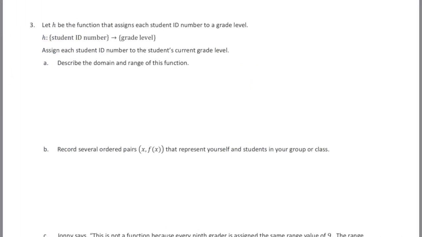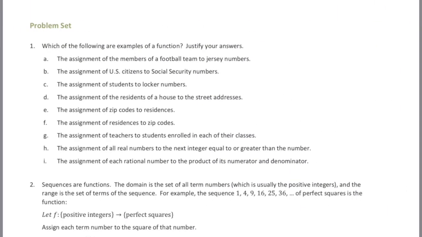For the problem set, you're going to be given a situation as well, and you're going to have to figure out if they are a function or not. You can just write yes or no. And then they're going to also ask you to think about what the domain and the range for the function would be. And they give you an example of how you write it there. So make sure you know how to do all those things before you get into class tomorrow.